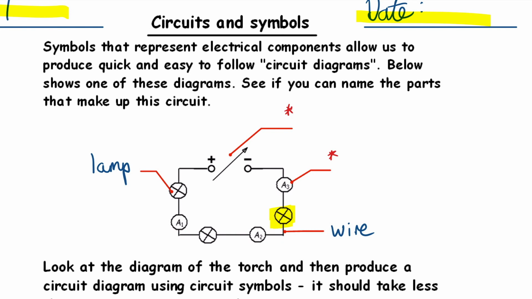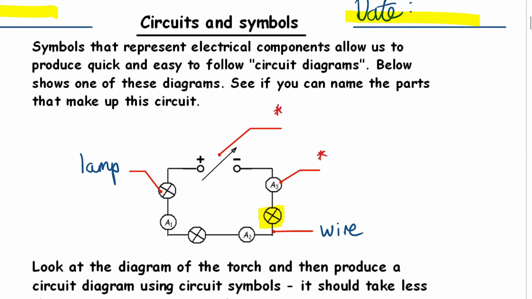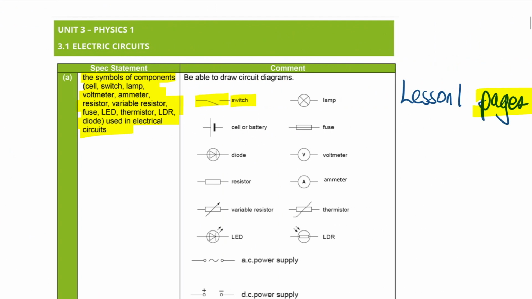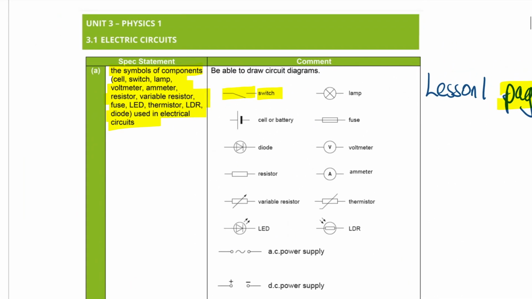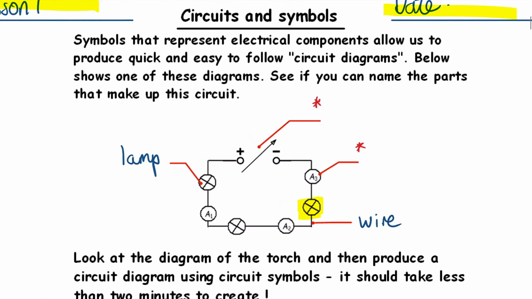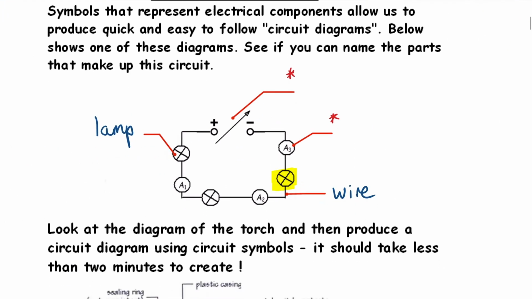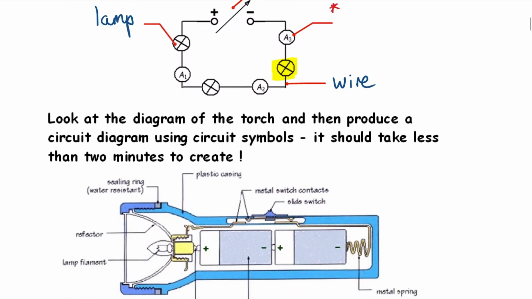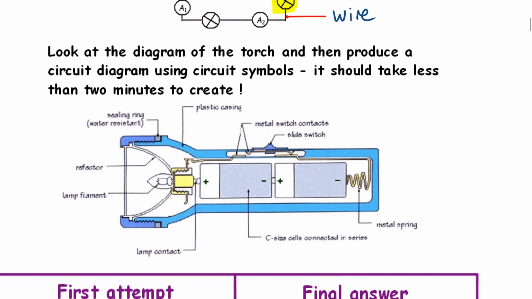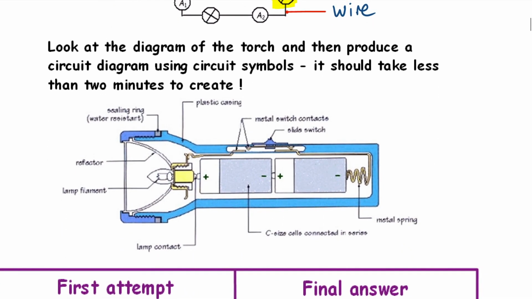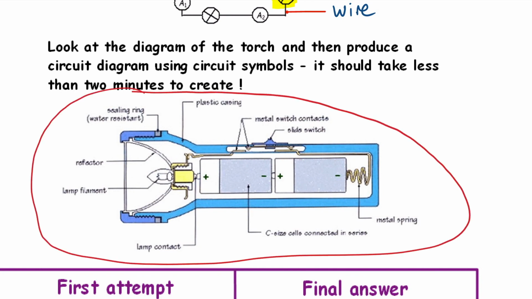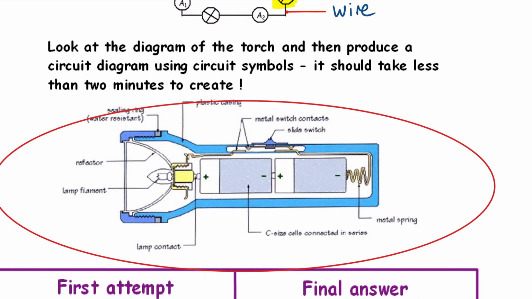If you're unsure, just rewind the video and look back here at the table of the different symbols. Okay, moving on. It's asking you to look at the diagram of the torch, which I'll just highlight. So it's this here. So look at this diagram and produce a circuit diagram using circuit symbols. It should take less than 2 minutes to create.